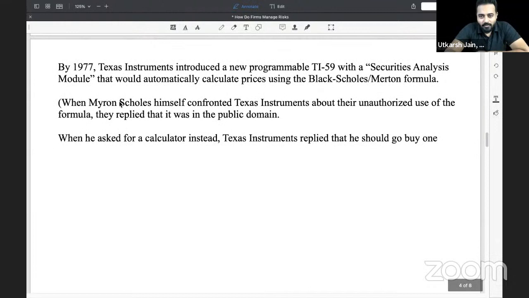Now, Myron Scholes, one of the three guys, wasn't aware that Texas Instruments had launched this. In fact, Texas Instruments never took their permission. So Myron Scholes went to Texas Instruments and said, guys, you've used my formula. You never even spoke to me. So Texas Instruments said, that formula is in the public domain. So Myron Scholes said, okay, fine, no problem. Can I at least get a calculator? Can I get a piece of the calculator? And Texas Instruments says, you can go to the nearest store and buy one.